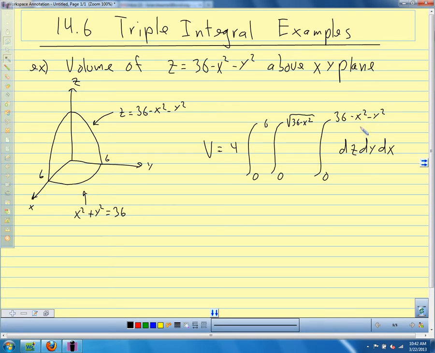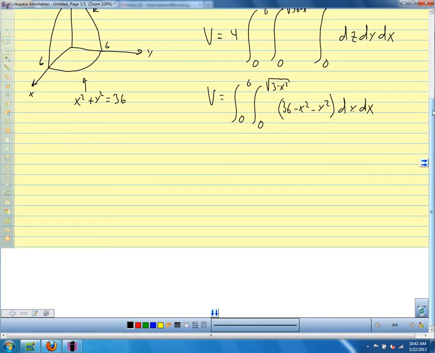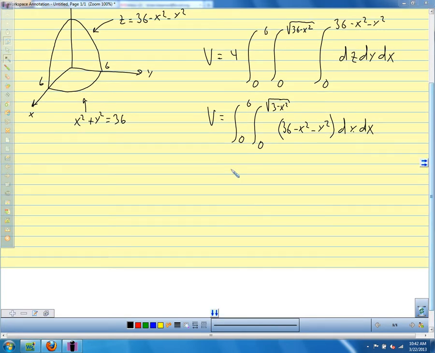So we just end up with the volume equaling 4 times the integral from 0 to 6, a double integral like we were doing before, of the integral from 0 to the square root of 36 minus x squared of 36 minus x squared minus y squared dy dx. And because our boundary in the xy plane is a circle, it's going to be much easier with polar coordinates. And the switch to polar coordinates is not difficult.